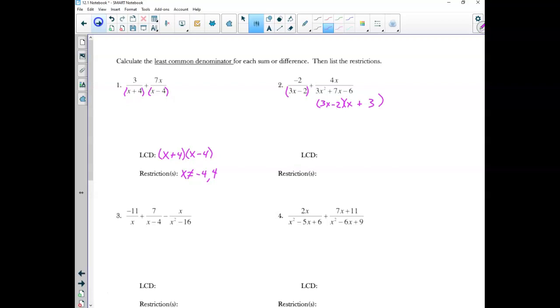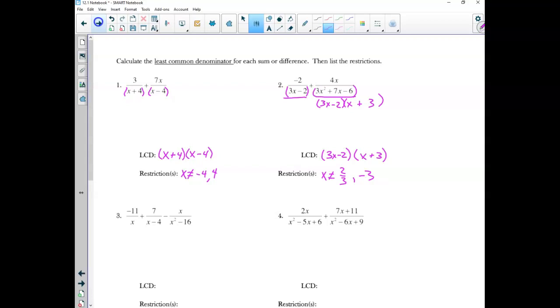So my least common denominator is everybody has to have a 3x minus 2 and an x plus 3 in the denominator. That's how I'm going to find my least common denominator. I do not want to take this times this to get a cubic denominator because you're going to run into problems. What are my restrictions? X cannot equal 2/3 or negative 3. Those are my restrictions that I can't use there.